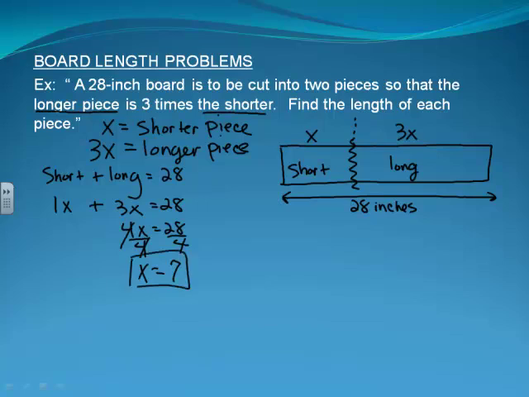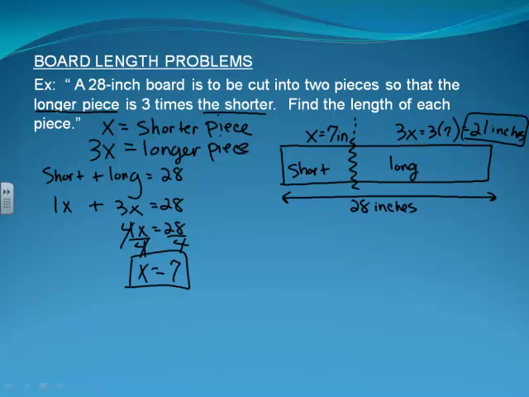Have we answered the question? Well, no, not completely, because we have two pieces to identify. We've just identified the short piece. 7 is the length of the short piece, and you want to ask yourself in application problems, well, 7 what? The units will remain constant. So if the original board was in inches, then the length of the short piece also is in inches. So the short piece is 7 inches. The long piece is 3 times that 7, which in this case is 21 inches.